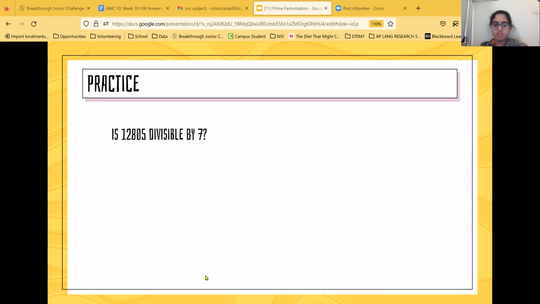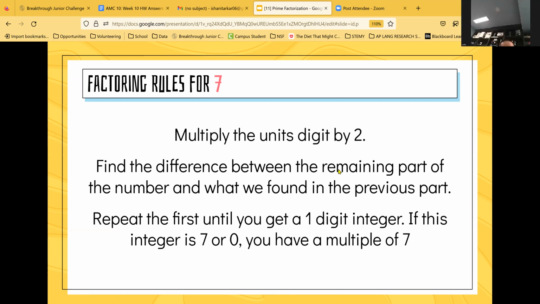Wait, can you show me how to do it again? Oh, yeah. Do you want me to do the example or just show you the slide? Can you do another example?